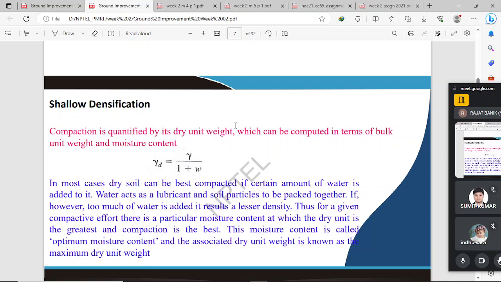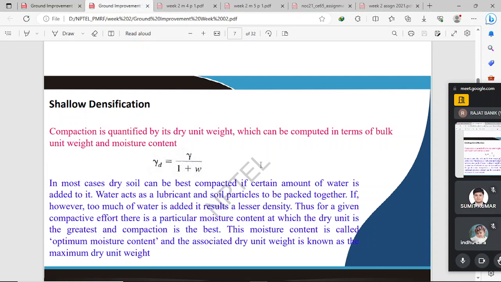By this simple formula, we can find out the maximum dry density of that soil, and every time we need to know the dry density after the application of shallow densification, and whether it achieves our targeted densification or not. In most cases, dry soil can be best compacted if a certain amount of water is added.